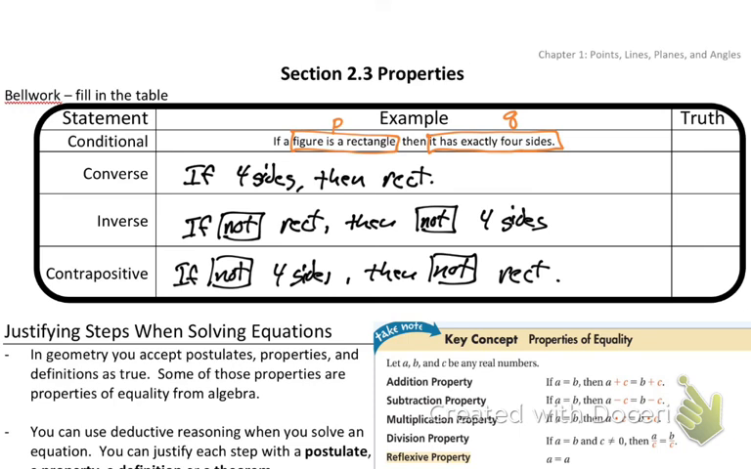Okay, truth values. If a figure is a rectangle, then it has exactly 4 sides. Can you think of a rectangle that doesn't have 4 sides? No. So that would be a true statement. Now, it starts getting a little more confusing when we start flipping stuff. So if it has 4 sides, then it's a rectangle. Remember, this is read as if it has 4 sides, then it must be a rectangle. That's how if-then statements work. If you have 4 sides, does it have to be a rectangle? No. What would be a counterexample to that? A square. A square has 4 sides, but it's not a rectangle, so that would be false.